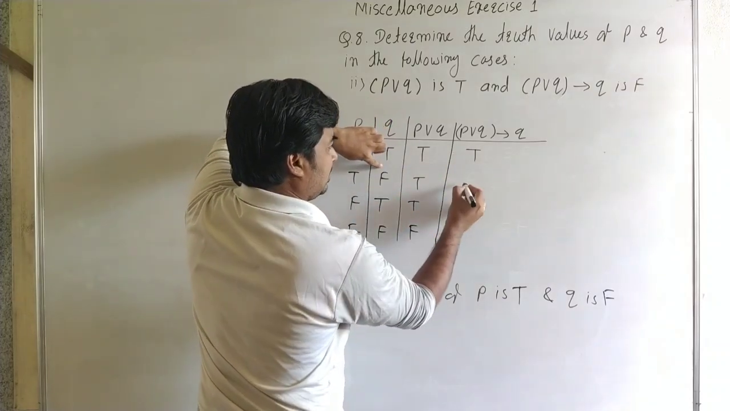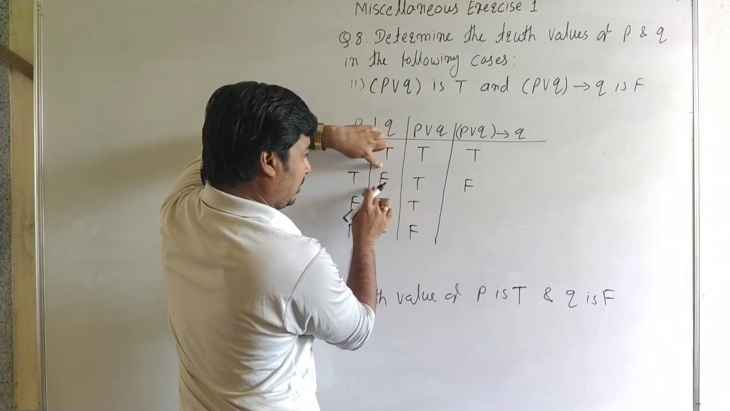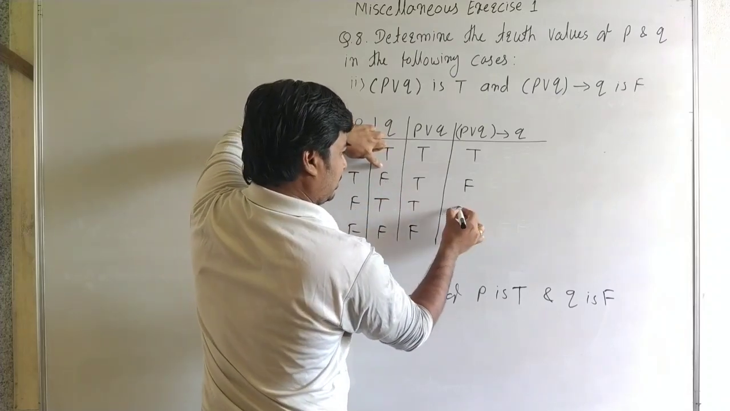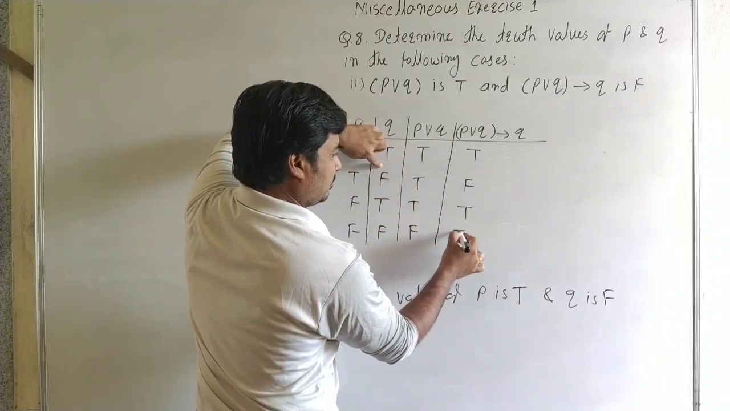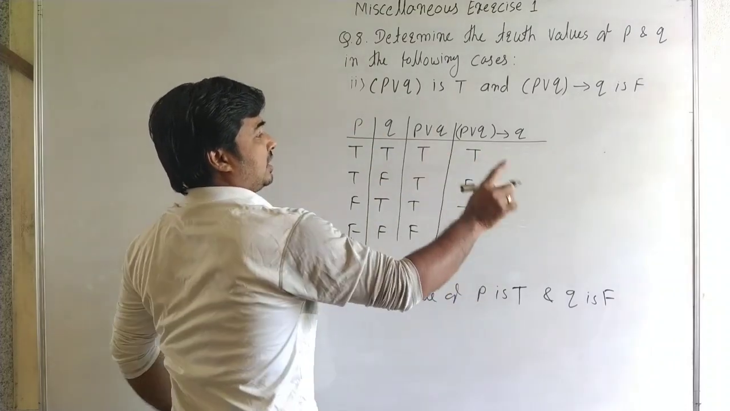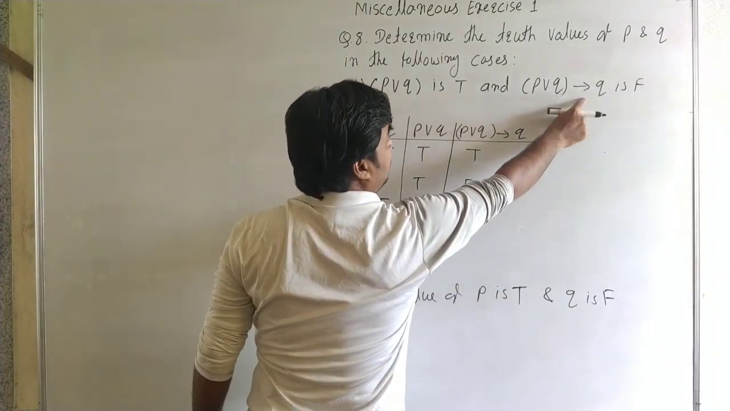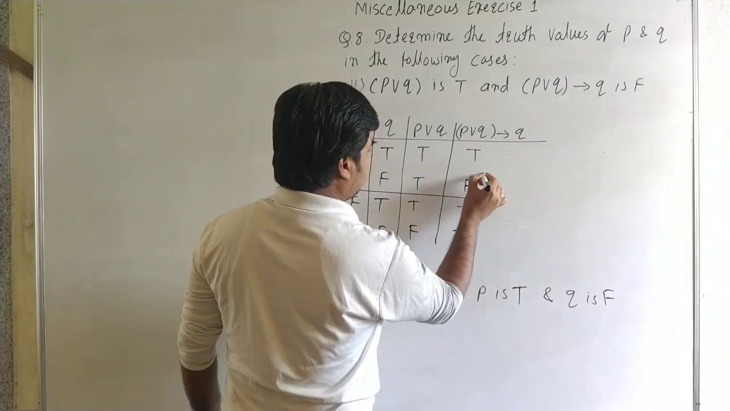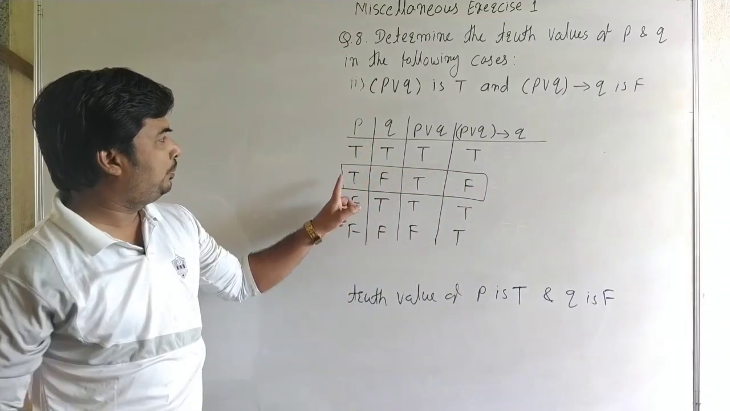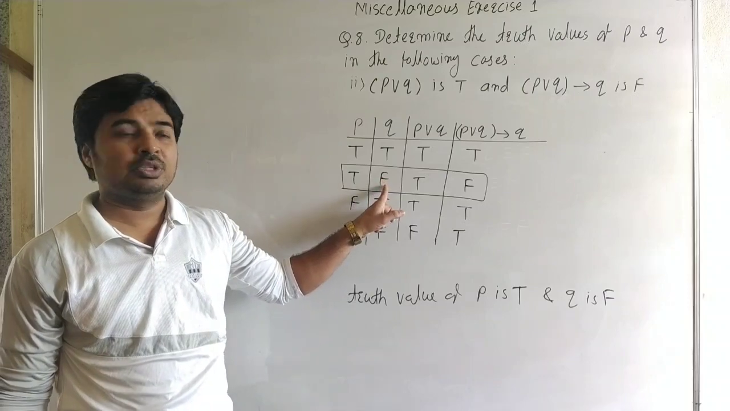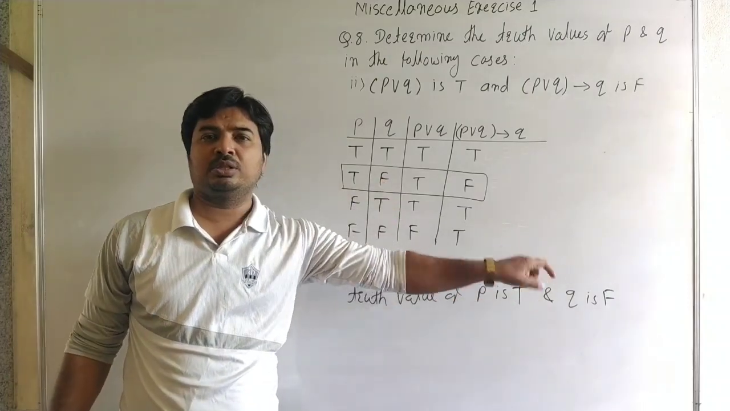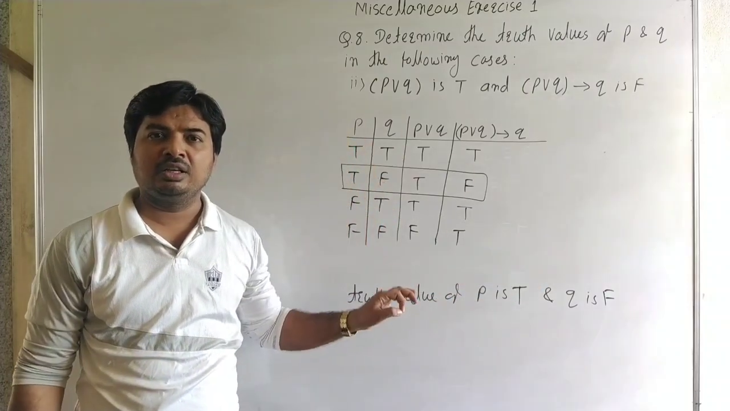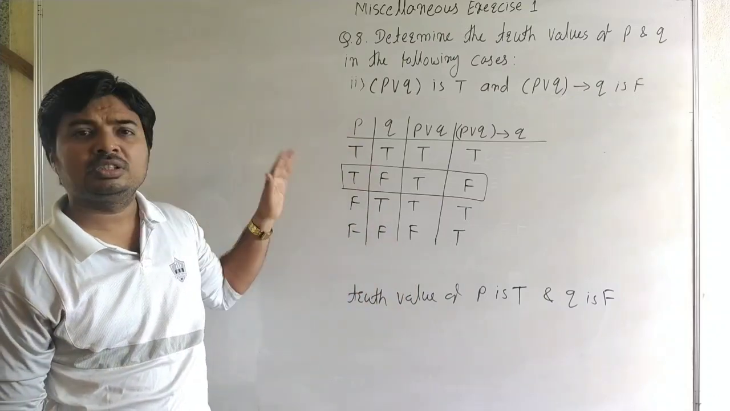True implies false is false. True implies false, it is first. True implies true is true, and here it is true. Now it is given that P or Q implies Q is false, that means it is false, therefore we get this combination. P is true and Q is false. We can write this directly or by using this truth table.